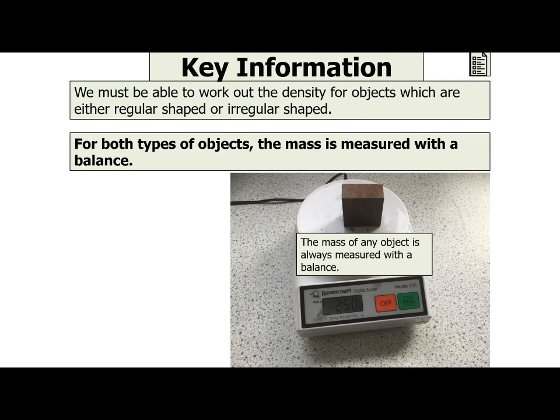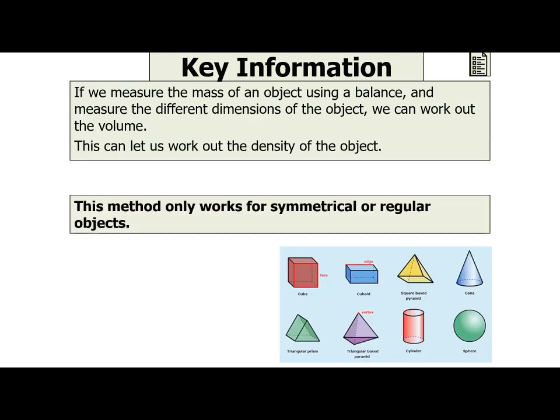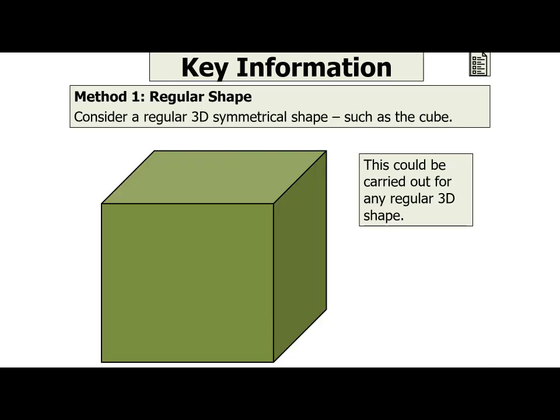Now you must be able to work out the density for objects which are either regular or symmetrical, or irregular or non-symmetrical. Now for both types of objects, the mass is measured with a balance. The mass of any object is always measured with a balance. Then you can work out the volume, but for a symmetrical or regular object with a mathematical equation. So with the regular shape, consider something like a 3D symmetrical shape like a cube, but it can be carried out for any regular 3D shape.